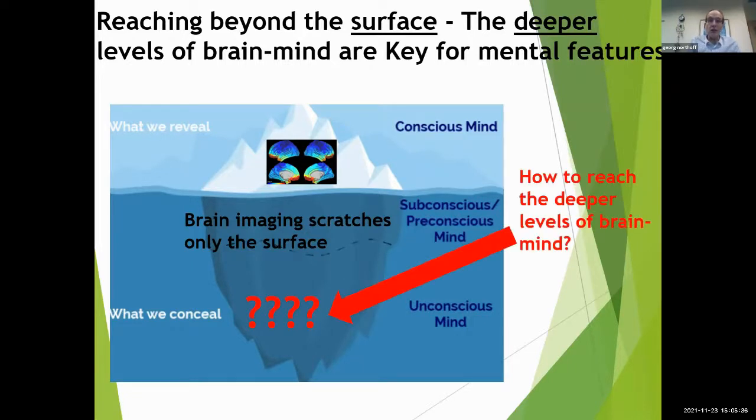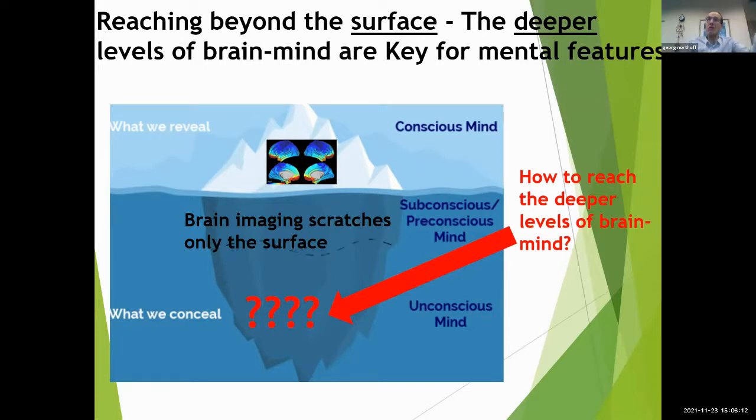However, as we all know, there's also a deeper layer. And that deeper layer remains mostly unconscious, if not non-conscious. Current neuroscience, in particular cognitive neuroscience, often does not take into view this deeper level of brain activity. And the claim is that this deeper level of our brain activity is key for understanding mental features. When I say mental features, I mean subjective experience, a sense of self, consciousness.